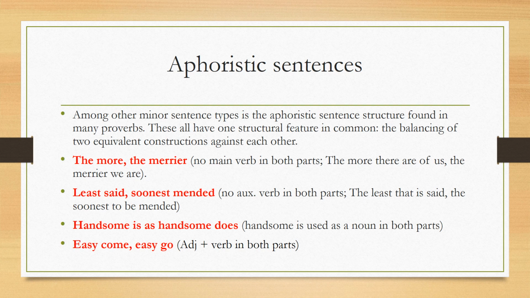Another example, least said soonest mended. Again, a proverb of two similar or equivalent parts. The first part consists of least, the superlative form, plus a verb in the passive, said. And the second part, soonest mended, consists of the superlative form soonest plus what? A passive verb, mended. Again, no auxiliary verb. We have a main verb in the passive, and we know that the verb in the passive needs to be preceded by an auxiliary, but here we do not have an auxiliary.